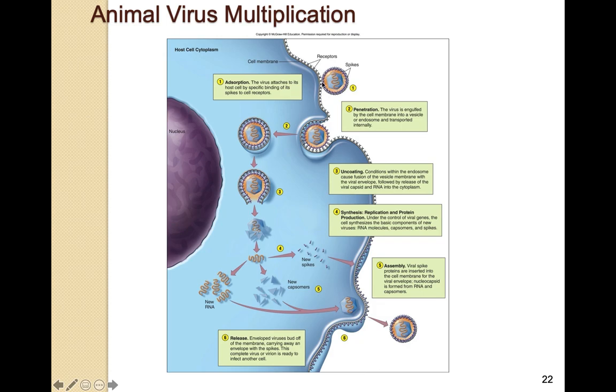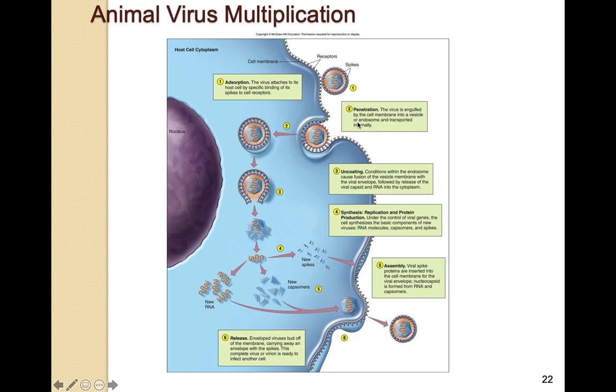Once it finds the correct receptors within the body on the liver cells, it will bind to them. This is the concept of adsorption. The virus is going to stick to your cells, a host cell, using its spikes that correspond to the matching receptors on the outside of the host cell. That is step number one, adsorption.